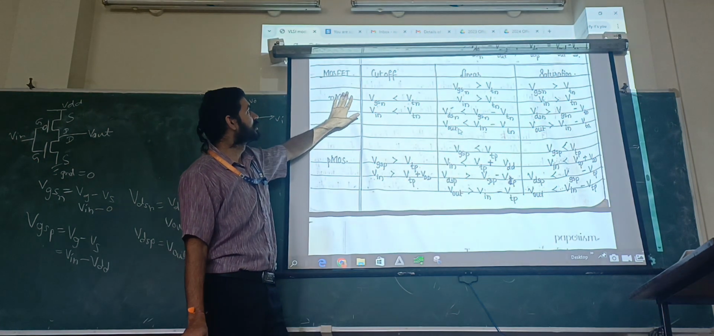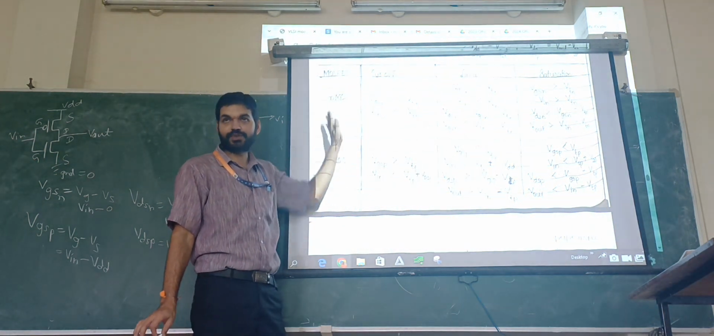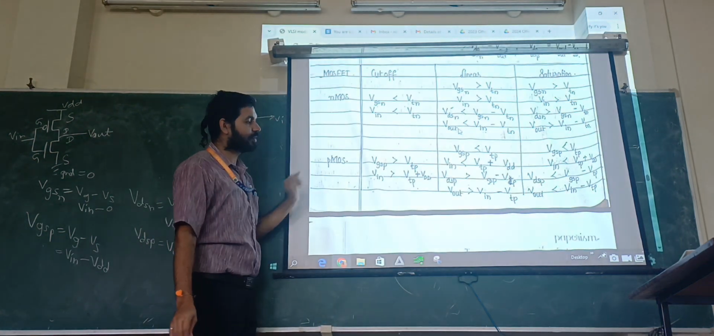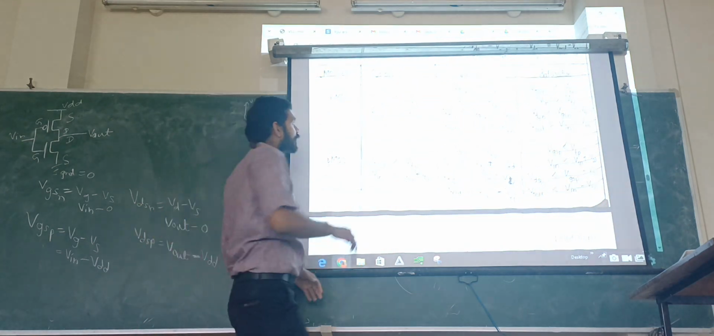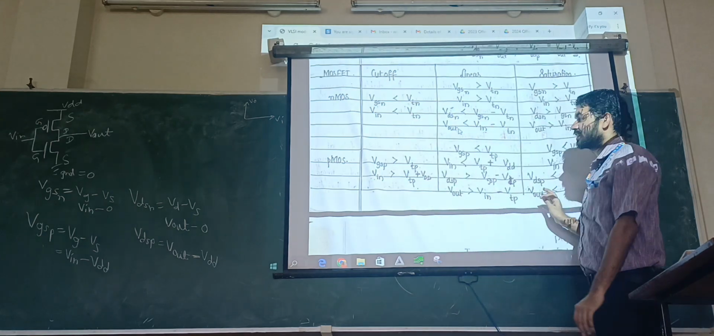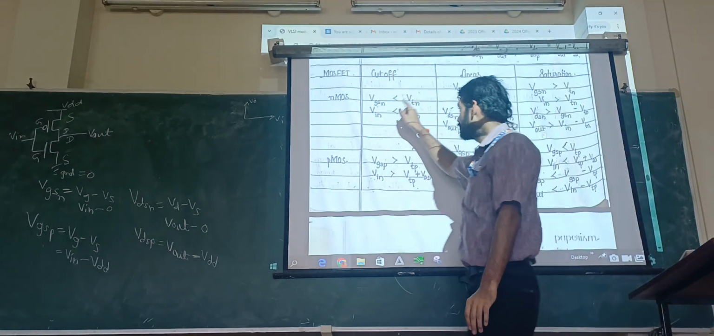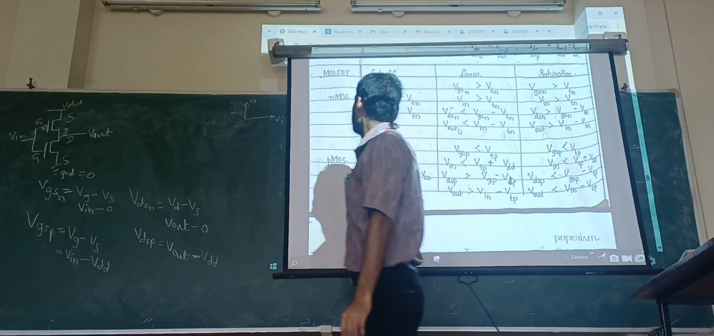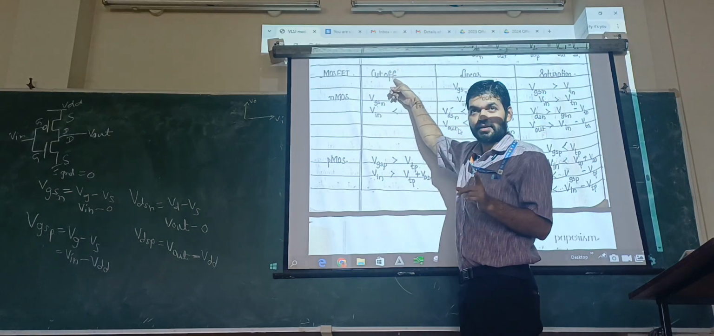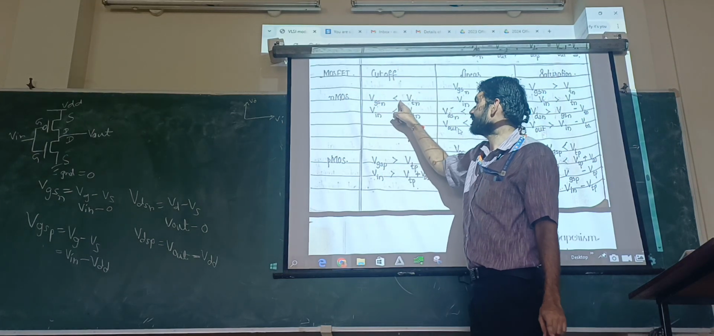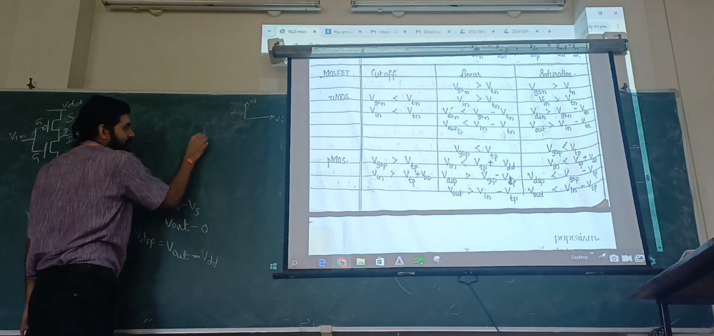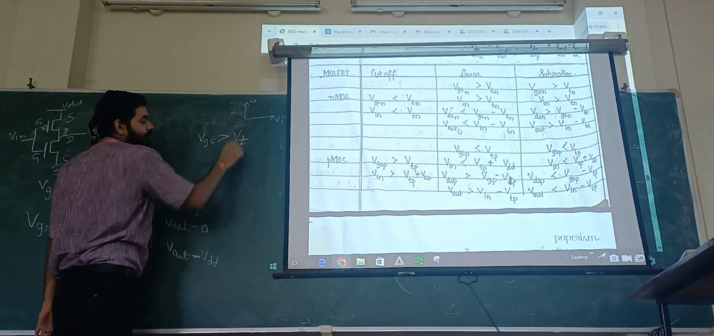So NMOS and PMOS. I am taking both the MOSFETs because I have two MOSFETs in our design. What I am drawing is three regions of operation: cutoff region, linear region, saturation region. The NMOS will be in cutoff region if VGS is less than VT. If VGS is greater than VT, the MOSFET is on.